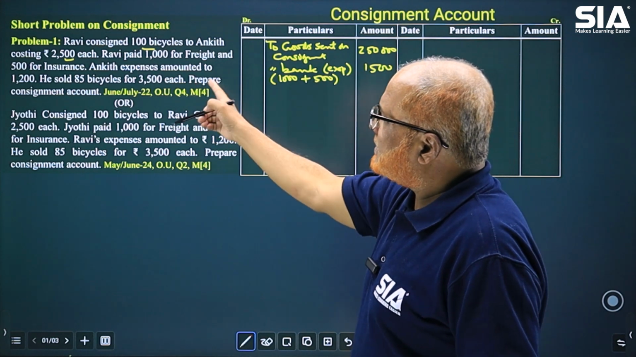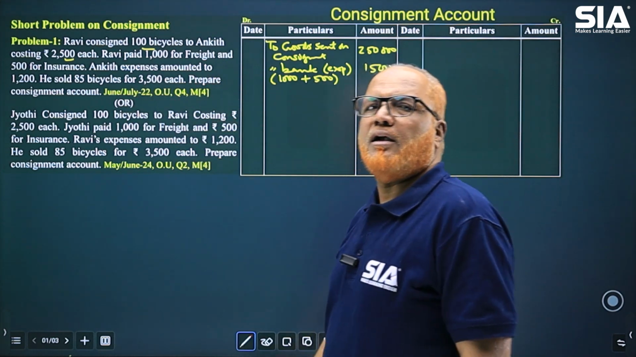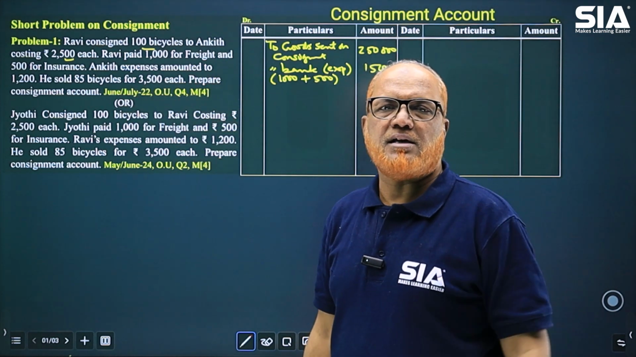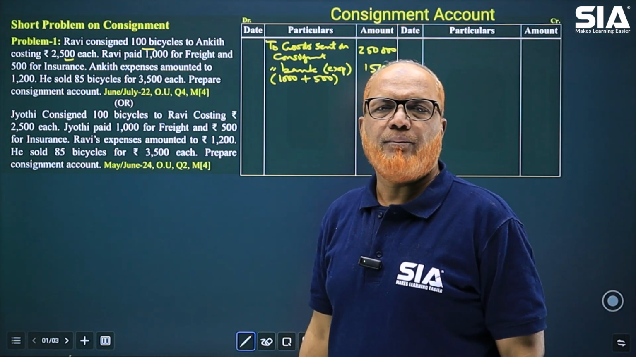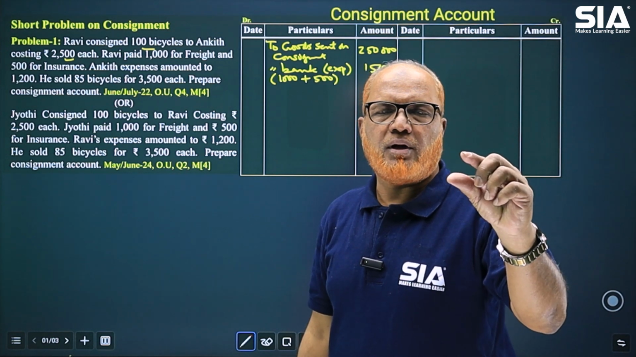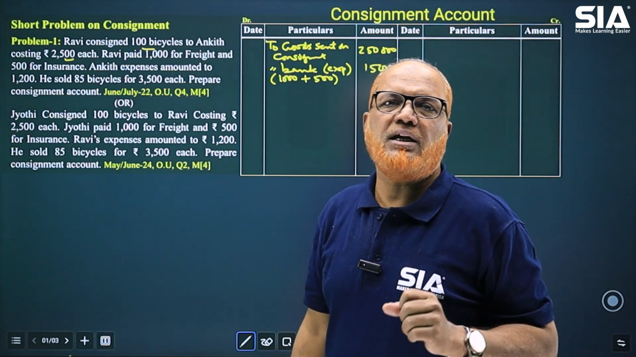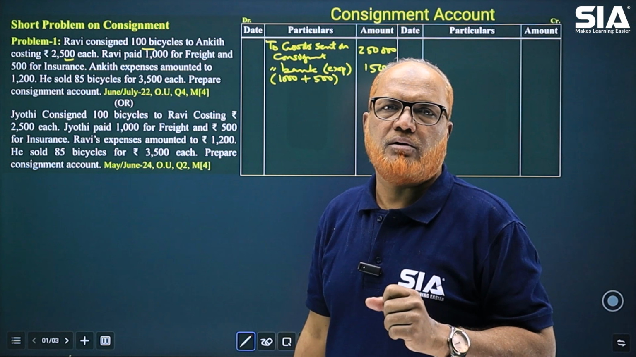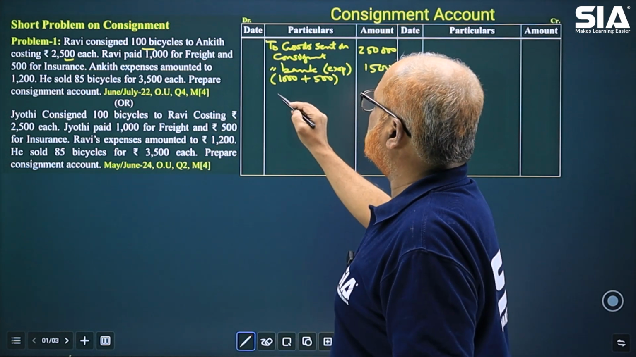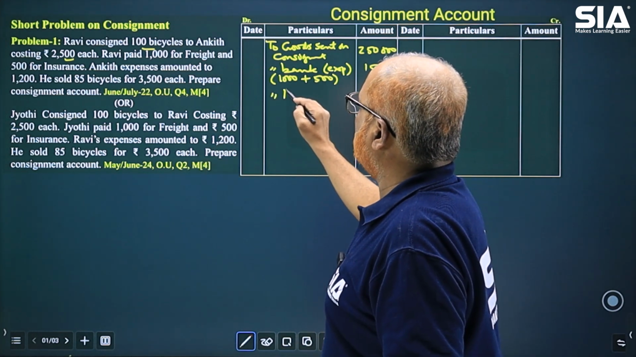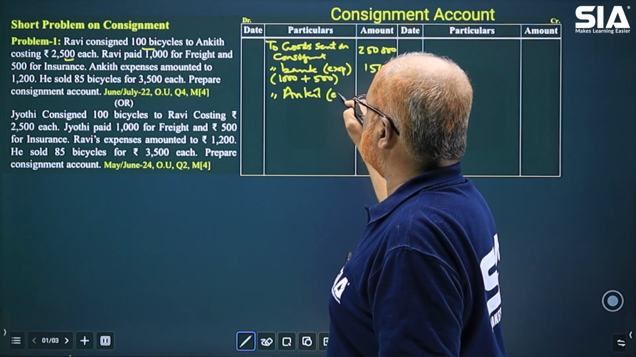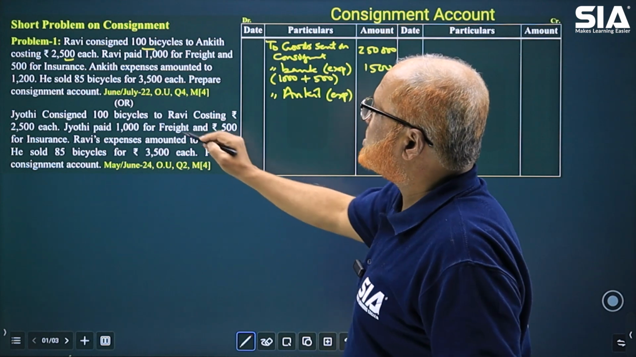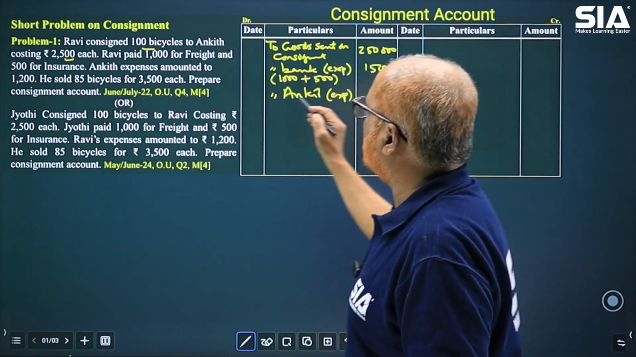Next comes Ankit's expenses amounted to 1,200. Ankit is the consignee. The consignee has paid the expenses. Entry will be consignment account debtor to consignee account, that is Ankit account. So consignment account debit to Ankit. What are the expenses paid by Ankit? That is 1,200.